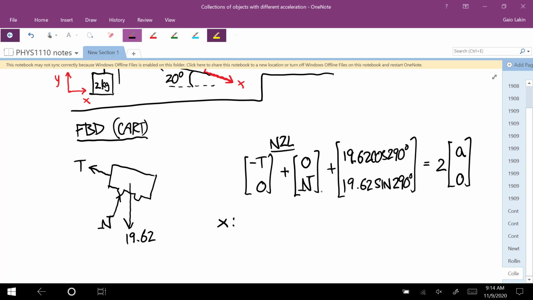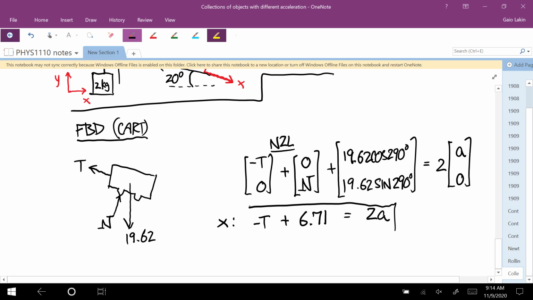Okay, so the X equation says minus T plus 19.62 times the cosine of 290. So that's plus 6.71 is equal to 2A. And so that's going to be the first starred equation for the system we're going to solve.